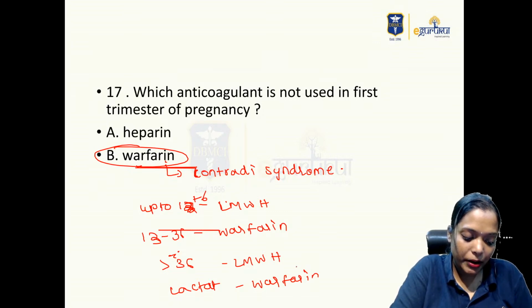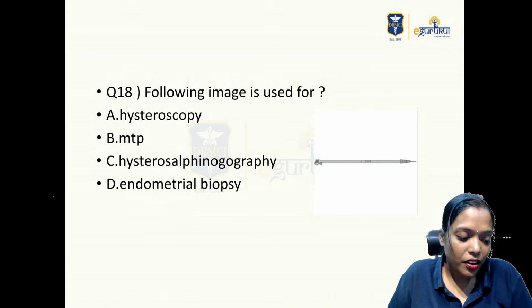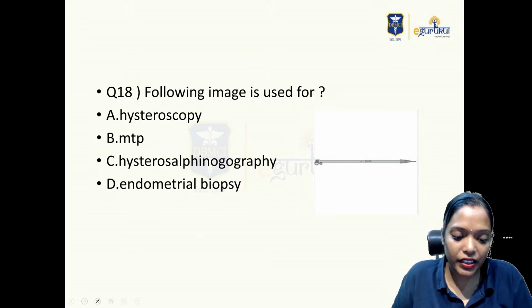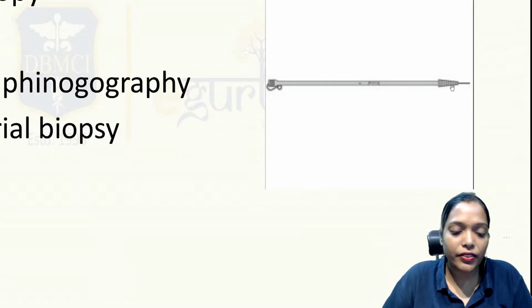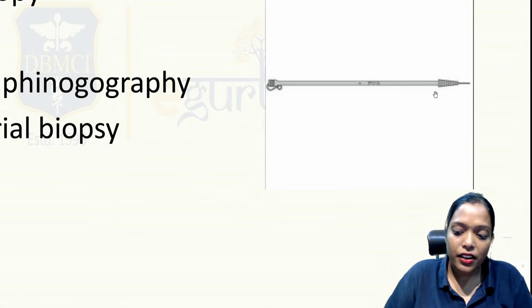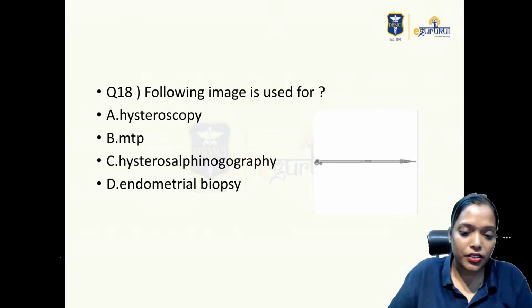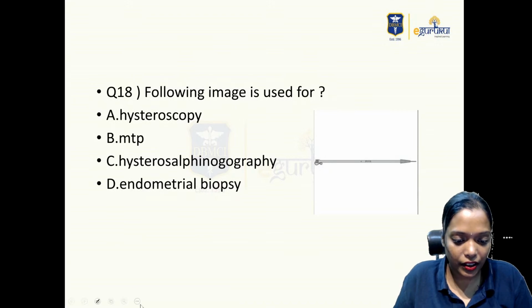So this is again a many-times-asked question. The following image is used for HSG, which is again one of the favorites in the exam, so many times you get a question on HSG. This is the Leach-Wilkinson's cannula. How do you identify it? You have that conical spiral in front. Leach-Wilkinson's cannula is used for HSG, hysterosalpingography.